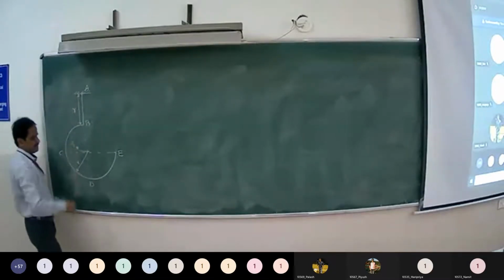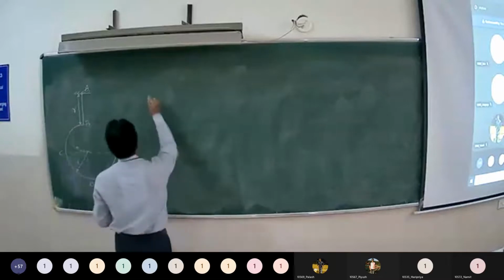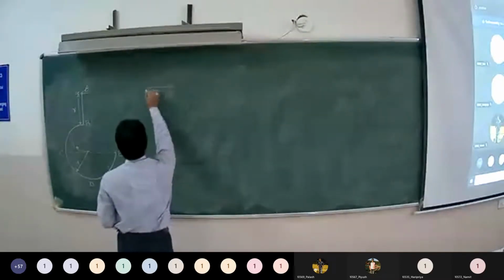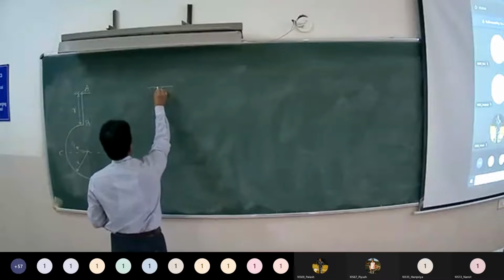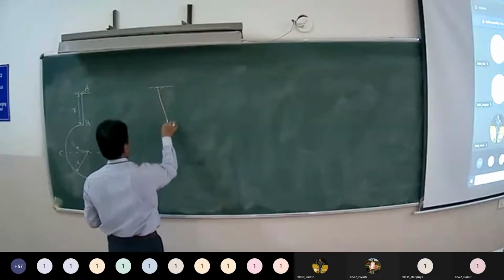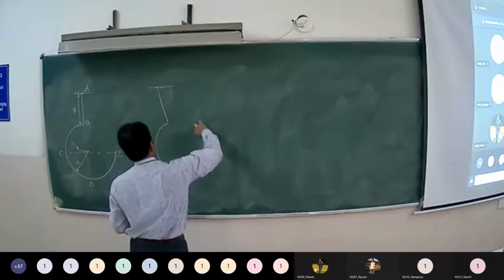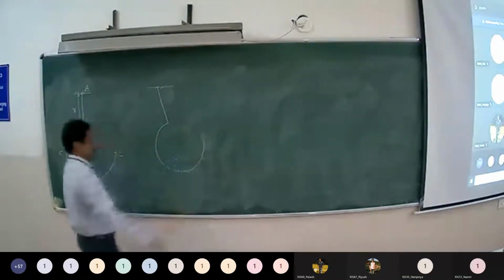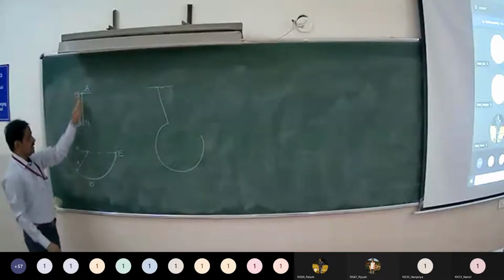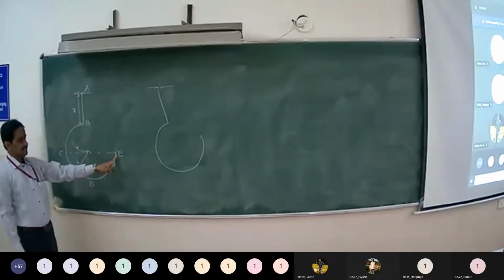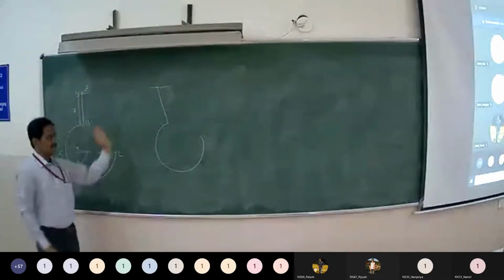Are you getting my point? That means when it is suspended from point A, you will find that this will be the position of the bend. It won't be in this position. So it will tilt.